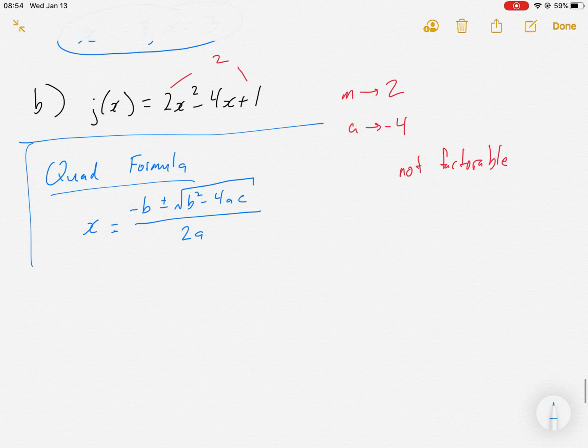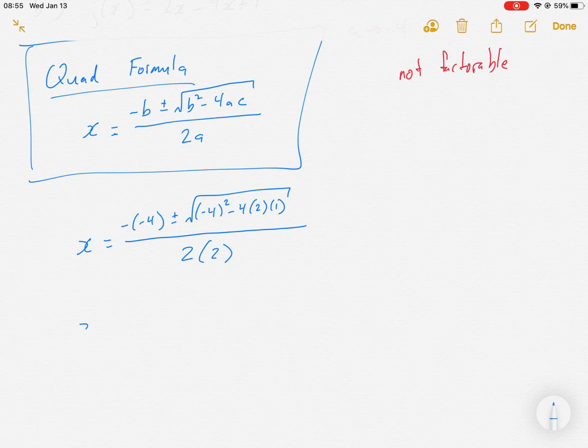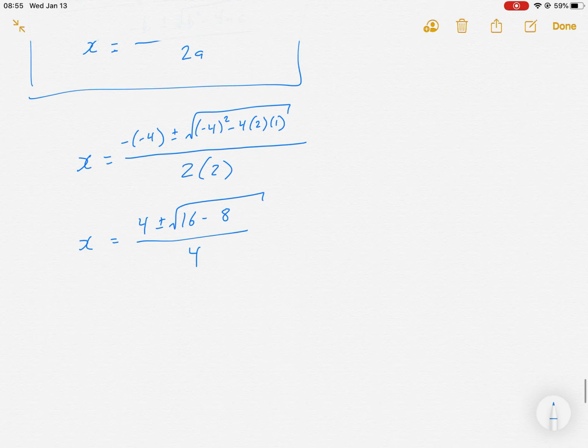Okay, so let's go ahead and fill that in. This is a formula you should have in your notes somewhere, but let's fill this in. X equals -b, so that's -4, plus or minus the square root of b squared minus 4 times a times c, all over 2 times a. All right, let's clean this up, get rid of some parentheses and square some things and subtract some things. So this is 4 plus or minus the square root. Well, 4 squared is 16 minus 4 times 2 times 1, and then all over 4.